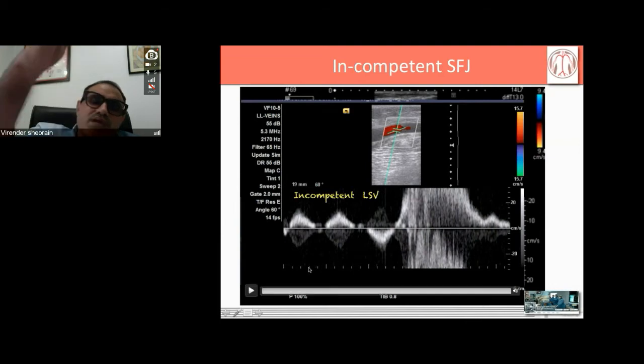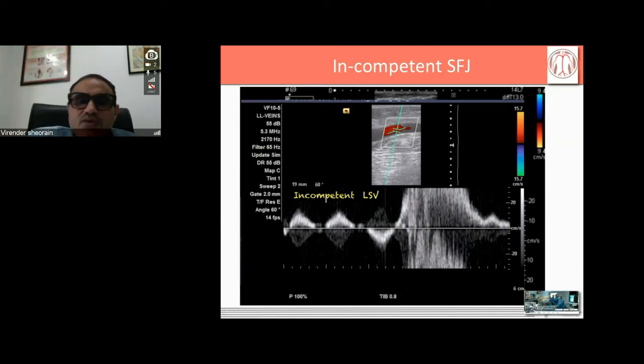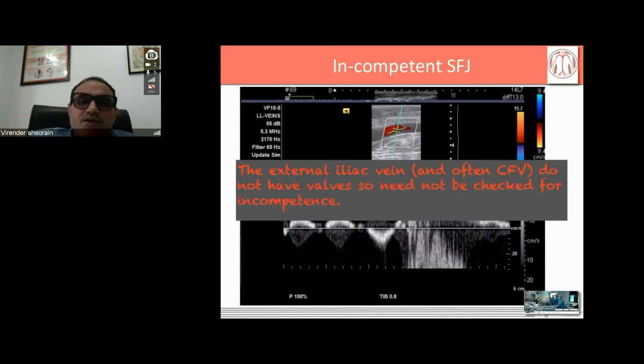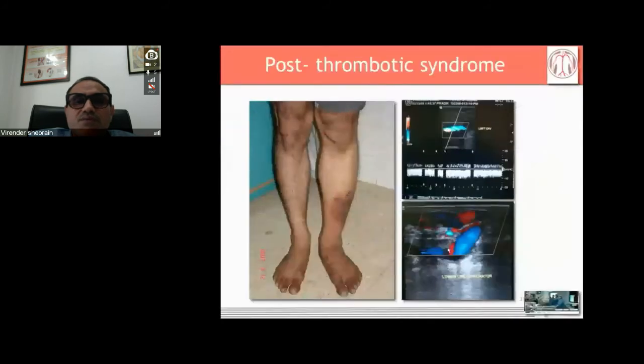Then you can scan the entire superficial vein and look for the reflux. That is again very important. Here what I want to highlight is that the external iliac vein, and often the CFV, do not have valves, so they need not be checked for incompetency. But below that you have to check for reflux.